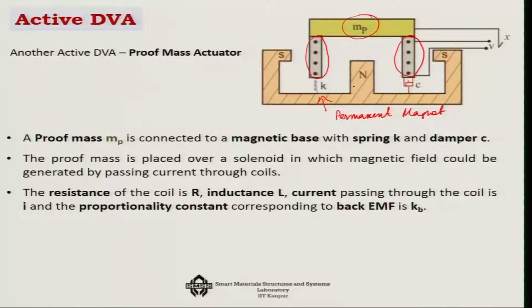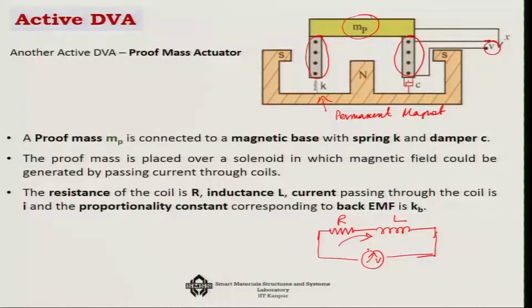Now, this particular coil can be represented as something which has a resistance R and an inductance L. So, the coil can be represented in terms of a resistance R and an inductance L, and there is a voltage that we are applying to that system through some kind of power source, and the current is passing through this whole thing.